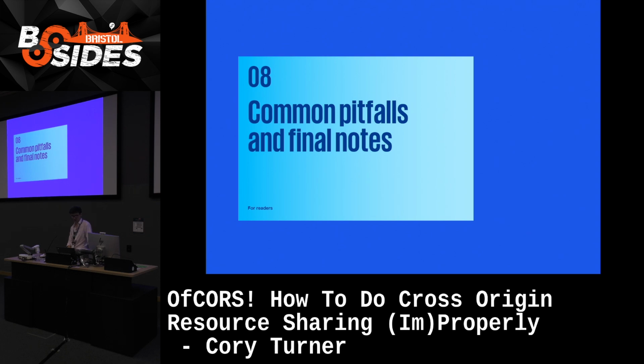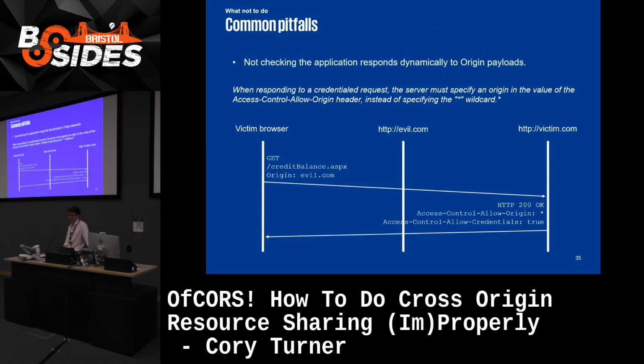Okay, right. So, as we close out, some common pitfalls and things to avoid. The first thing is not checking that the application responds dynamically to our origin requests. So, according to the actual web standard, this is what it says. So when responding to a credentialed request, the server must specify an origin in the value of the ACAL header instead of specifying the wildcard. So if you're just seeing a wildcard, no matter what you send in the origin request, in the origin header, you've not got an exploitable issue.